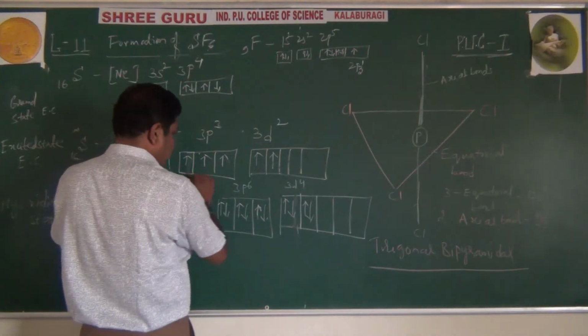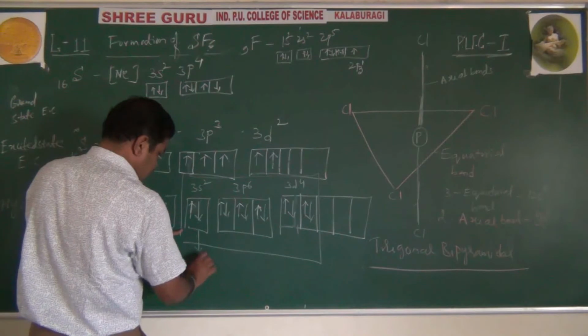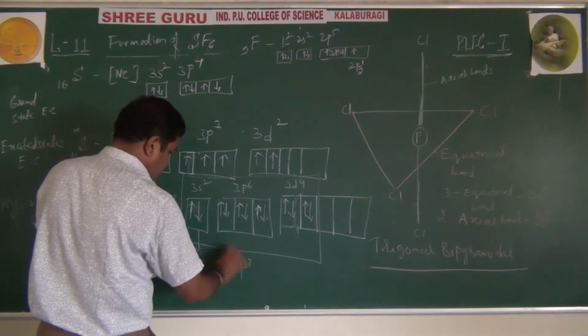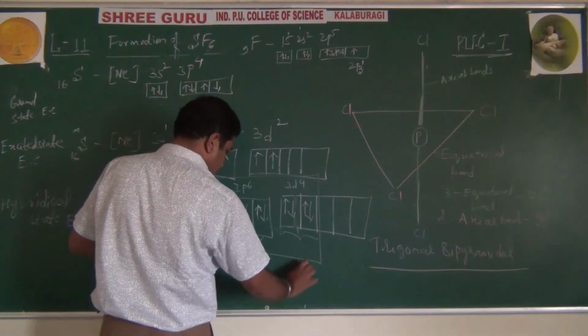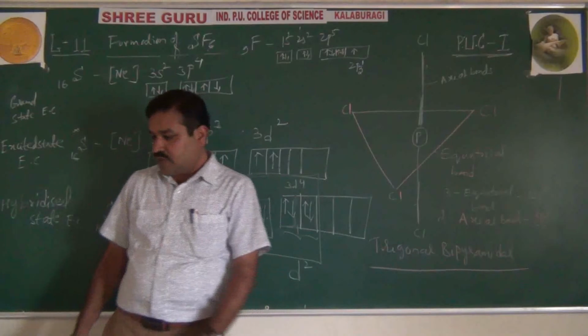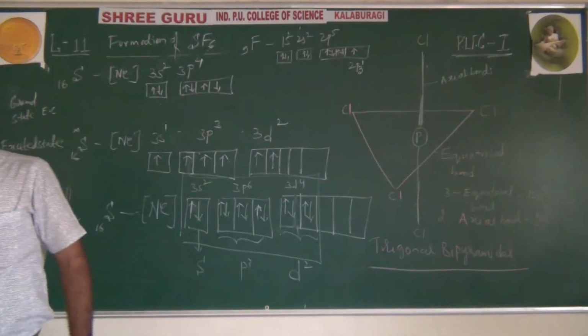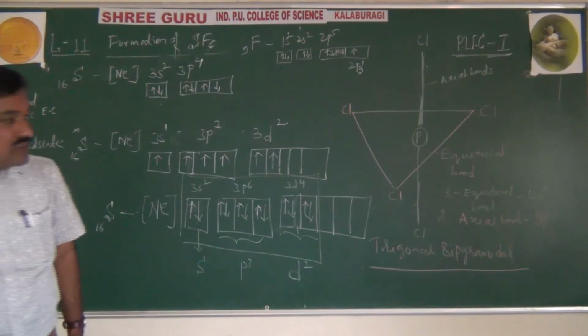But see, here 1s, 3d, okay, and here 2d. What is the hybridization? sp3d. If it is sp3d2 hybridization, what would be the geometry, students? I told you, octahedral. What is that octahedral geometry?